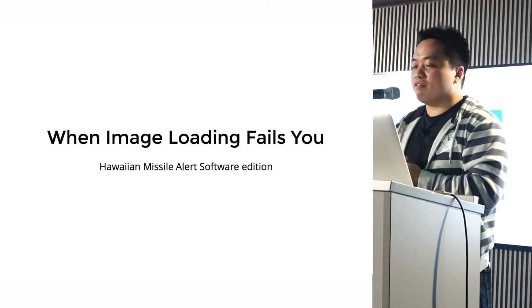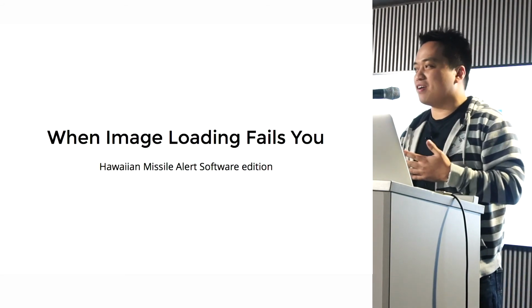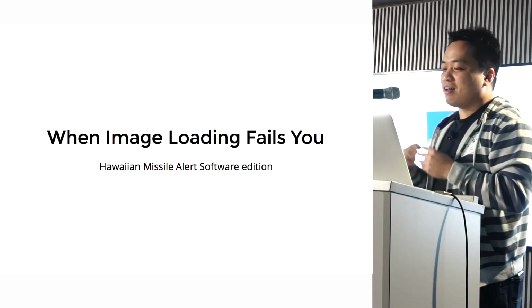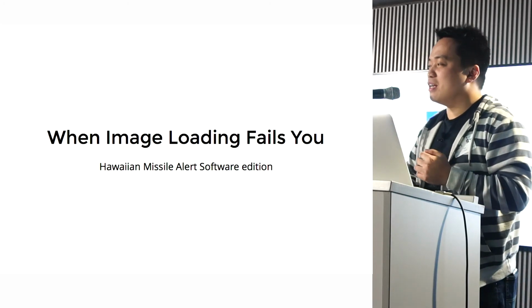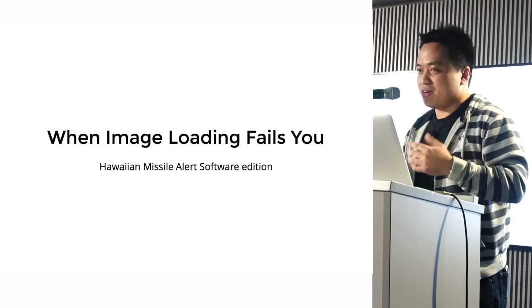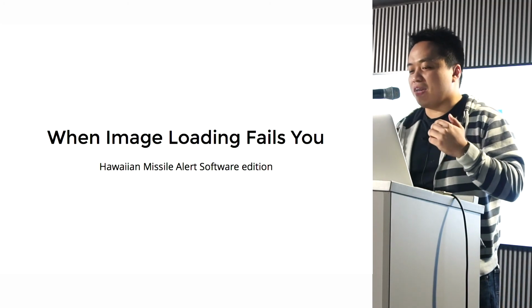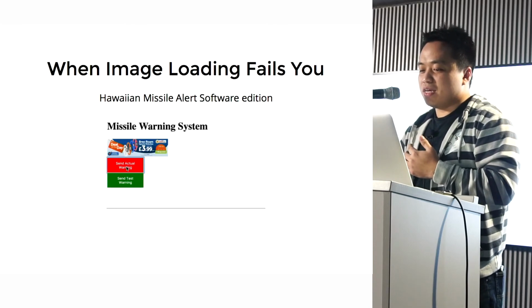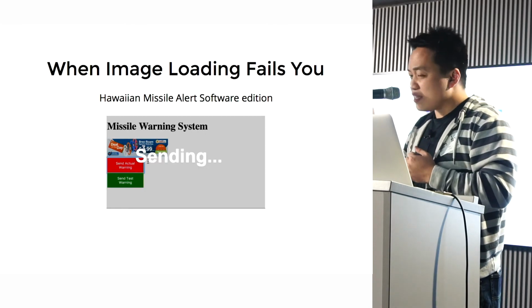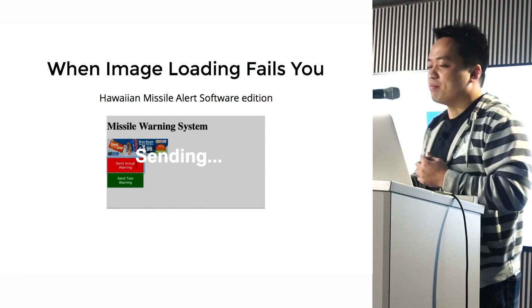Let me just really drive home the fact, what happens when image loading fails you. This is the only GIF I have. I call it the Hawaiian Missile Alert Software Edition. You're a regular sort of React Hawaiian Missile Alert programmer, and you do this UI, and people click on this, but then they click on the wrong button. And terrify a whole island of people.